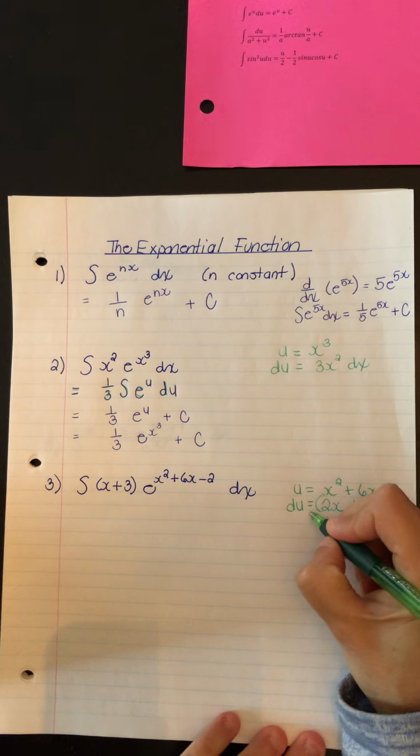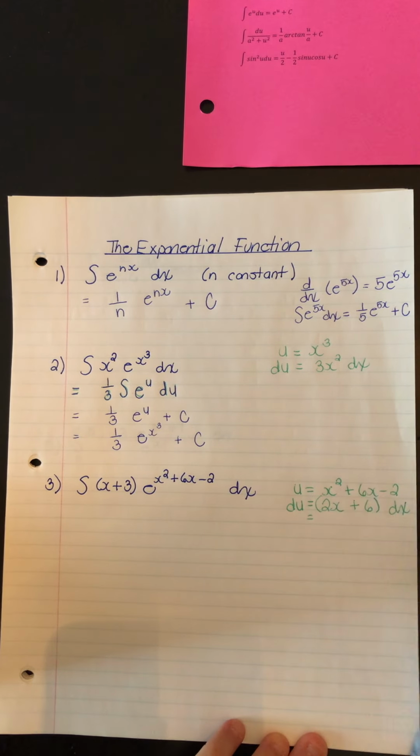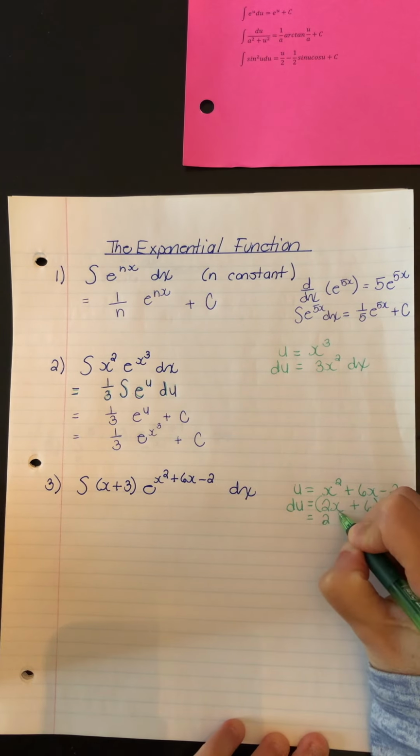Okay, if it's helpful to you, you can rewrite du this way. You can remove the common factor of 2. And maybe now that makes it even more evident that here we have x plus 3 dx that happens to be 1/2 of what we have here. So we have 1/2 of du. So this becomes 1/2 of the integral of e to the u du.